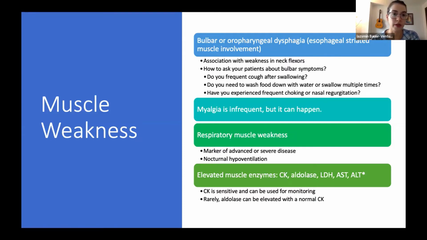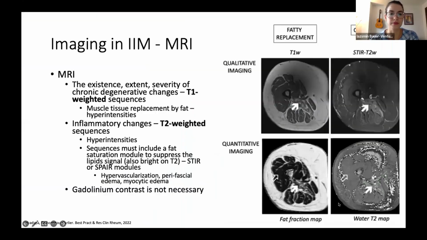Myalgia is not frequent in inflammatory myopathies, but it can happen, particularly in patients who have a more acute, severe presentation. Respiratory muscle weakness is usually a reflection of patients who have a more severe, long-standing disease. Sometimes patients will not tell you that they have weakness in the respiratory muscles, and the way to find out is by identifying nocturnal hypoventilation. As expected, if there is muscle inflammation and muscle breakdown, I would expect the CK, aldolase, LDH, AST, and sometimes ALT to be elevated in patients who are having active disease. Rarely, aldolase can be elevated with normal CK, and CK is a very sensitive test and can be used for disease monitoring over time.